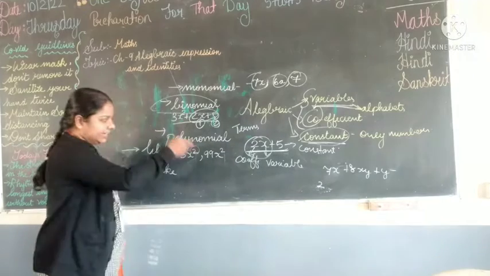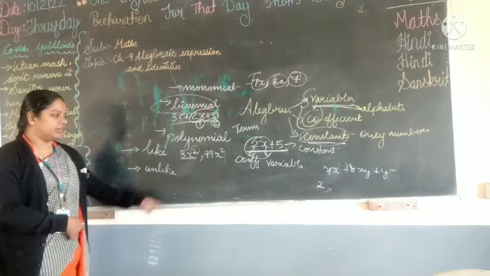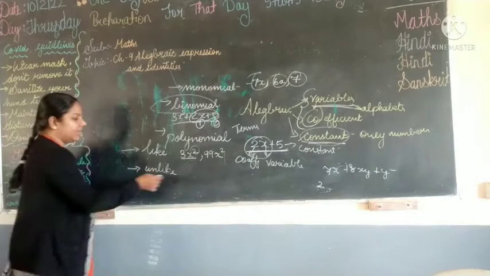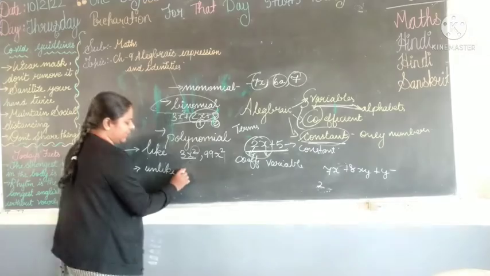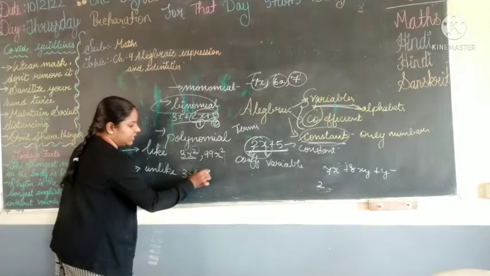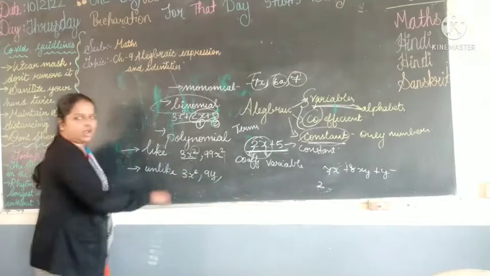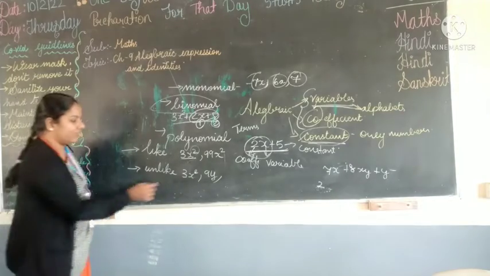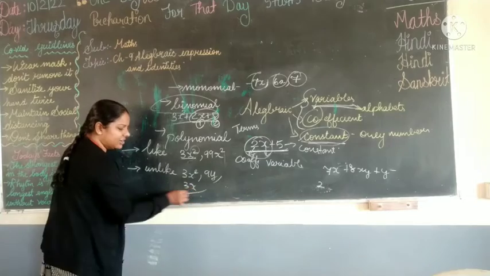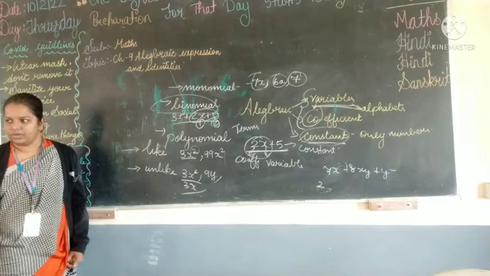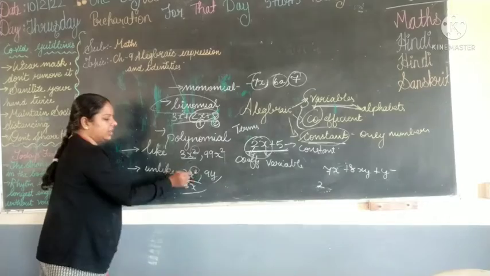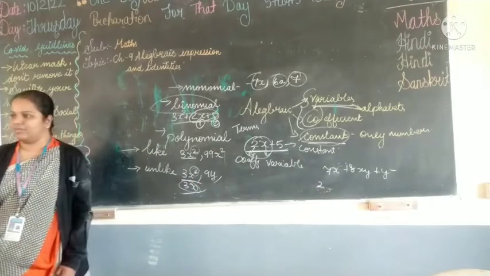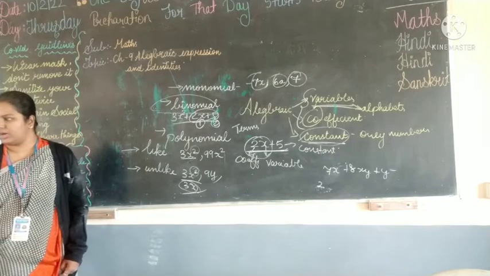Now, like terms must have the same variable and the same degree. Unlike terms, like 3x square and 9y, have different variables and different degrees. Even 3x square and 3x are unlike terms. Here you mostly forget about the squares and write that these two are like terms. That is wrong. Understood, students?